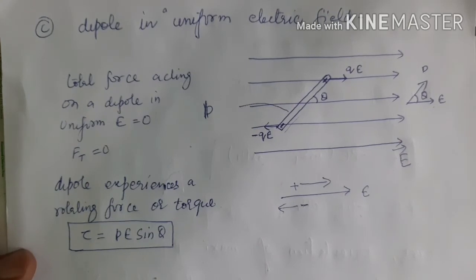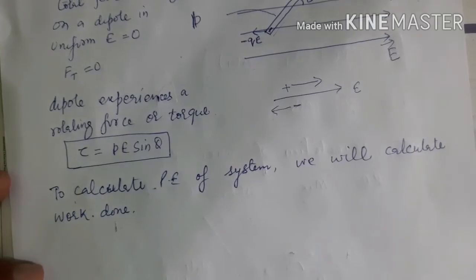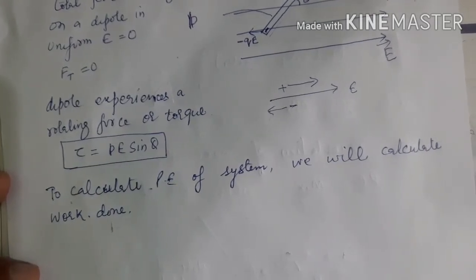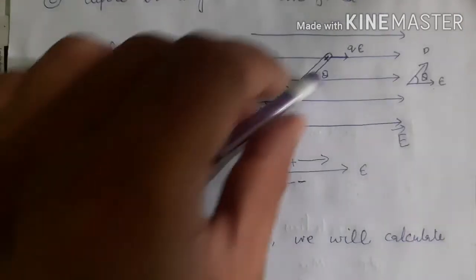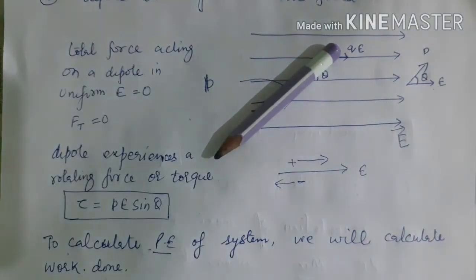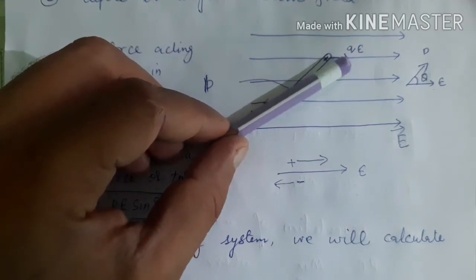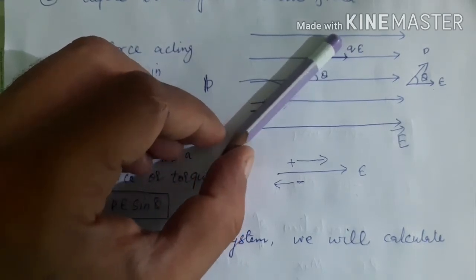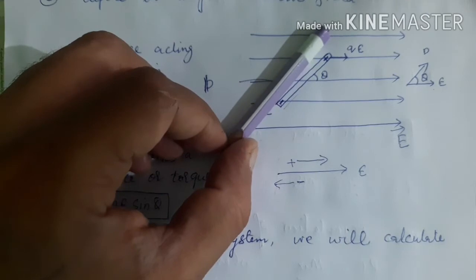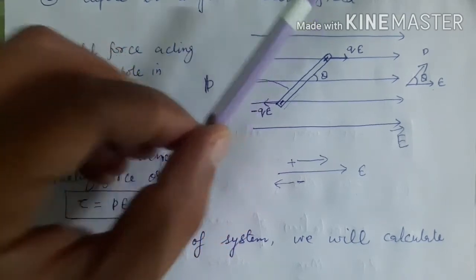Now we want to calculate the potential energy of the system. To calculate the potential energy of the system, we will calculate the work done. Now what should be the work done in this case? If this dipole is allowed to move freely, then this dipole will move automatically along this direction. But if you want to rotate it along the opposite direction, then you have to apply a force, and that force causes a work done.